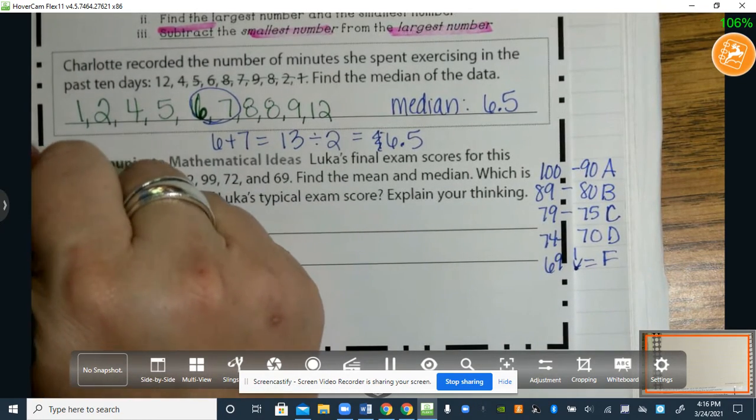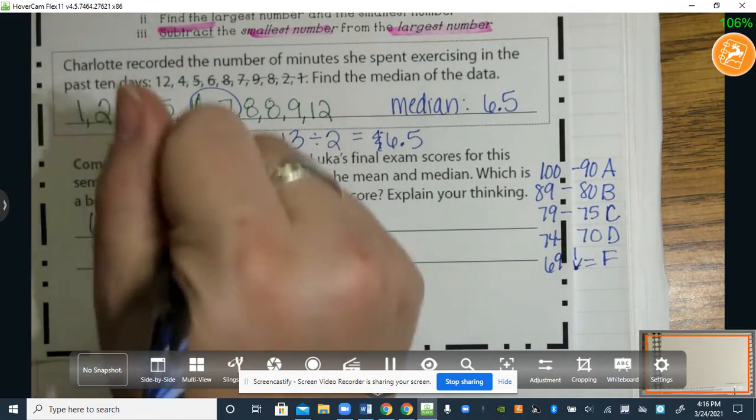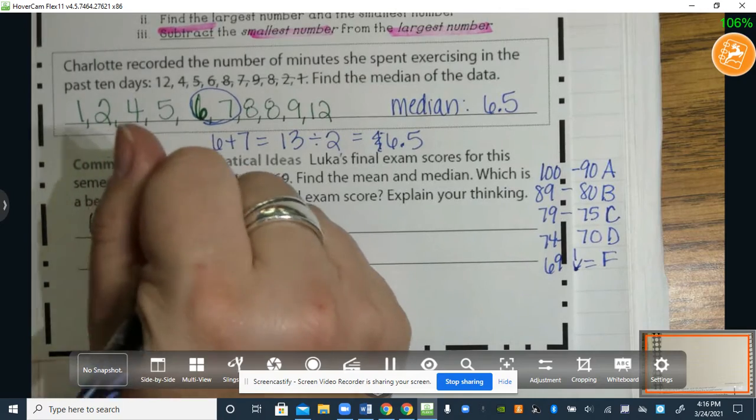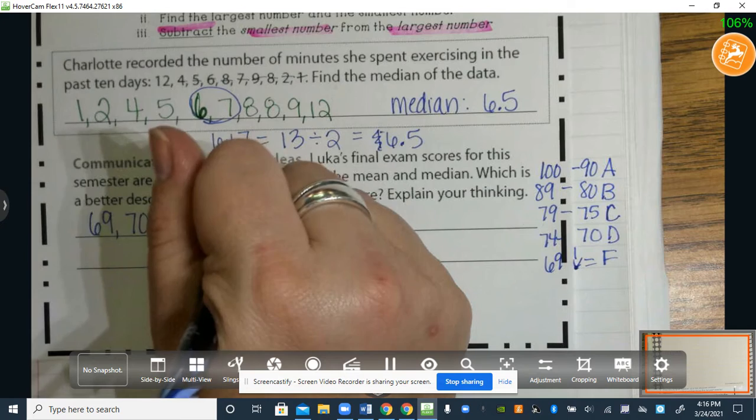So I have 69. All right. And then he scored a 70. He scored 2 72s. So I've got to write that down twice, and then he scored a 99.